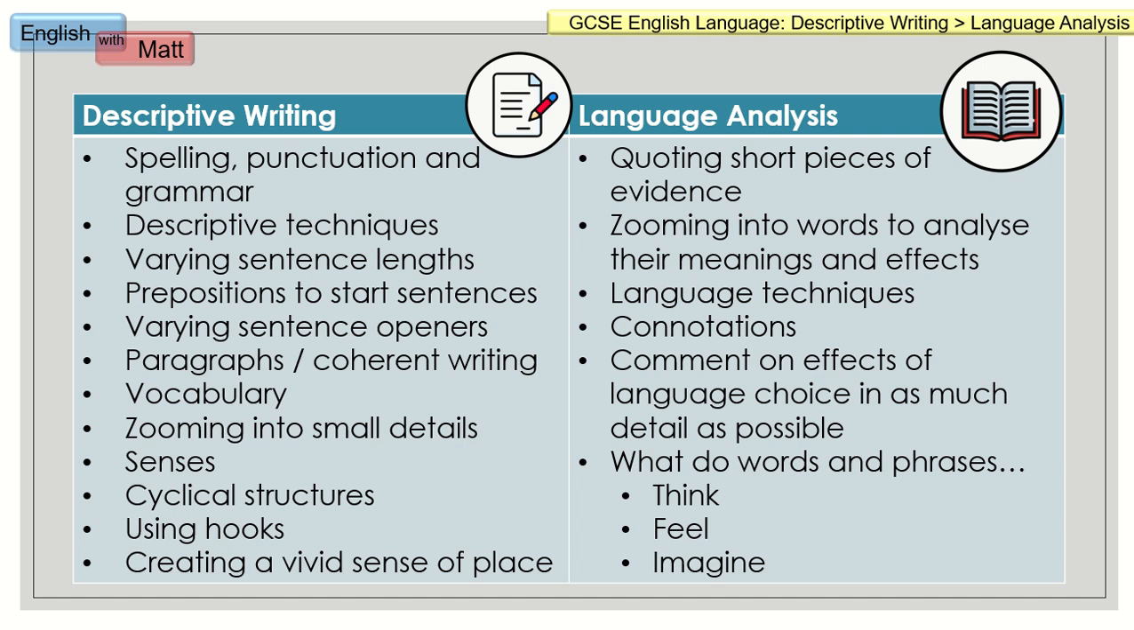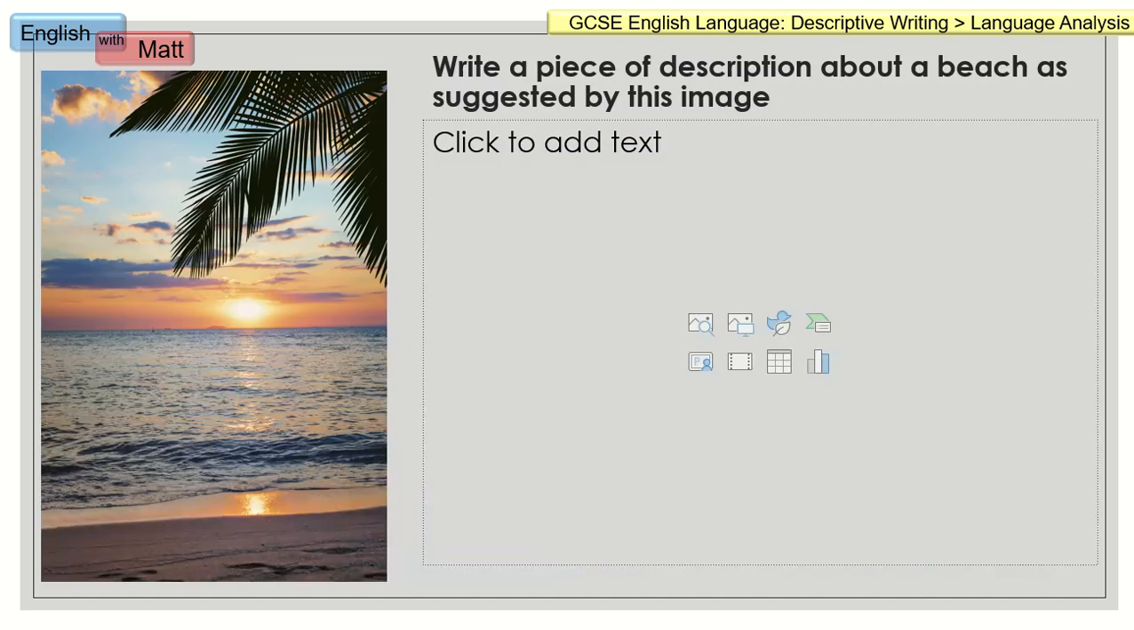I'm going to start by looking at descriptive writing. So a typical kind of task, particularly for AQA, paper 1 question 5, where they will give you some kind of image, often printed in colour, could be of anything, and they're saying to you to use that image as a prompt, as a suggestion to help you write a piece of description about something. And in this case, it's a beach.